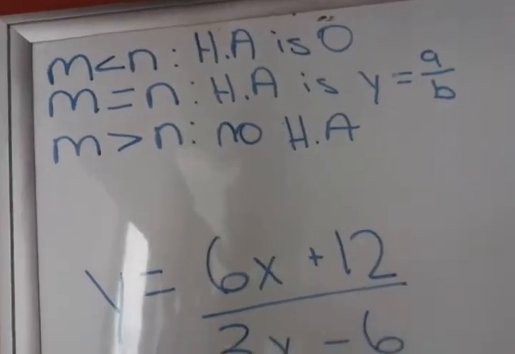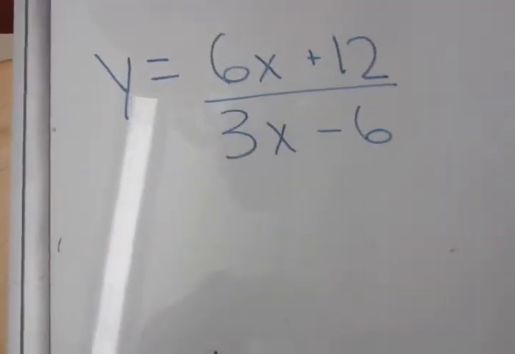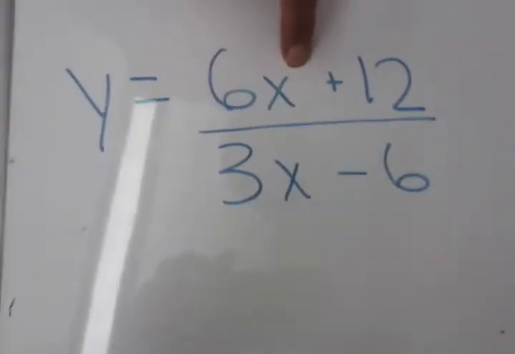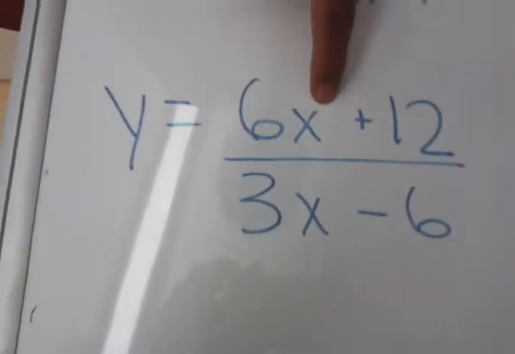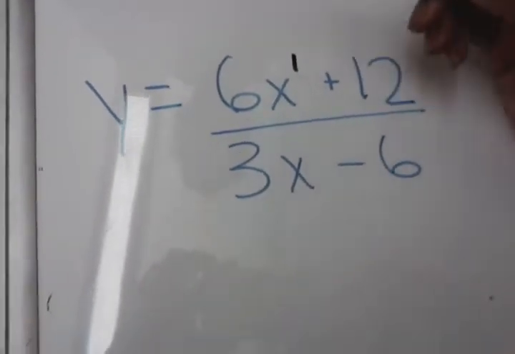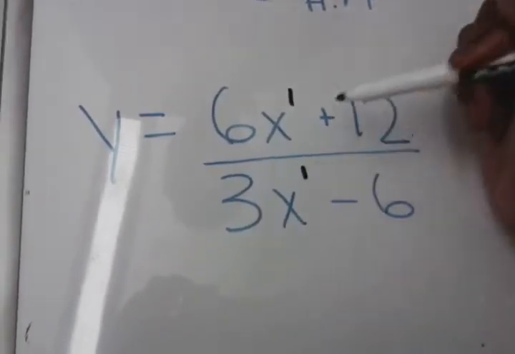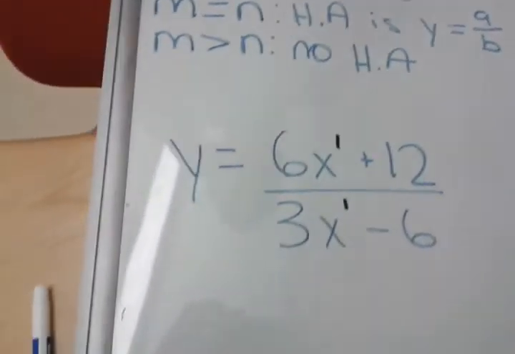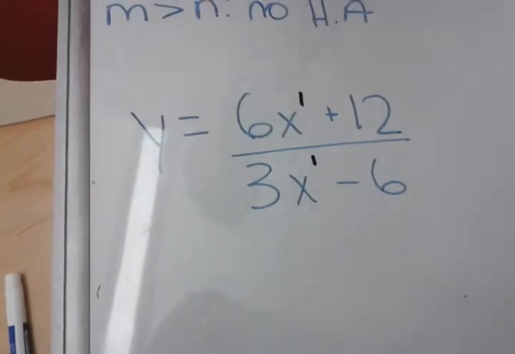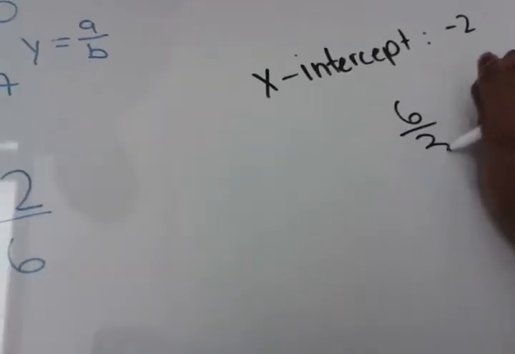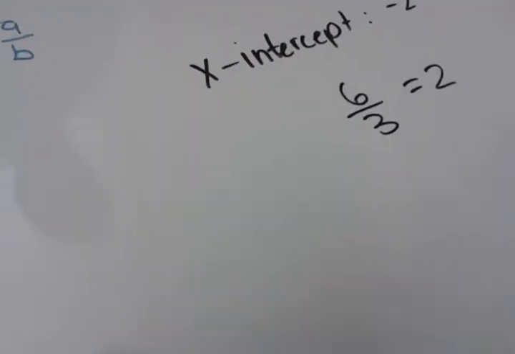What we would do is find this out by looking at what m and n are. M is the exponent on the numerator, so this being 1. N would be the exponent on the denominator, which again would be 1. So, looking back at our rules, since m and n are the same, the horizontal asymptote would be found by dividing a by b, which would be 6 divided by 3, which would give us 2. So, our horizontal asymptote equals 2.